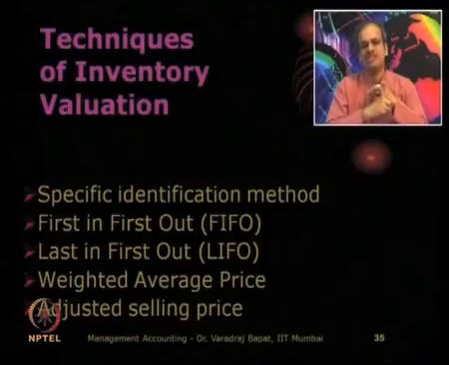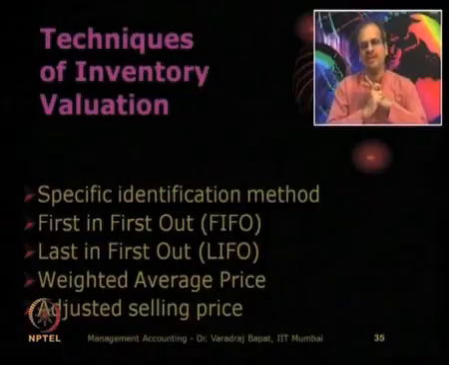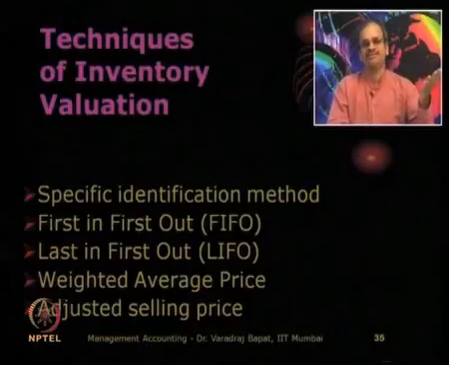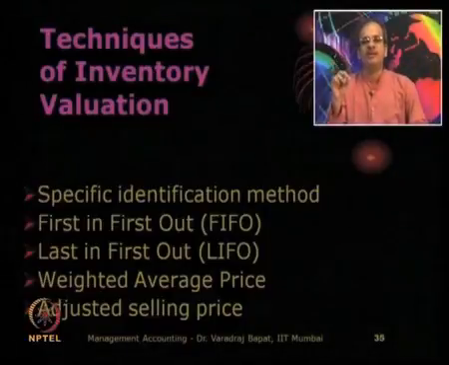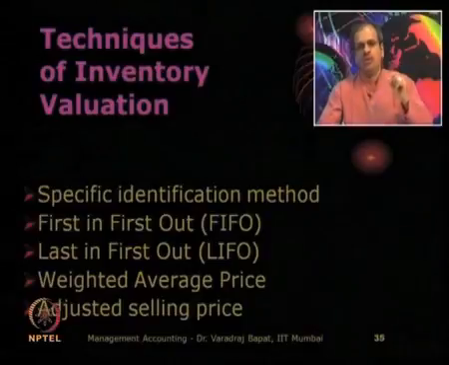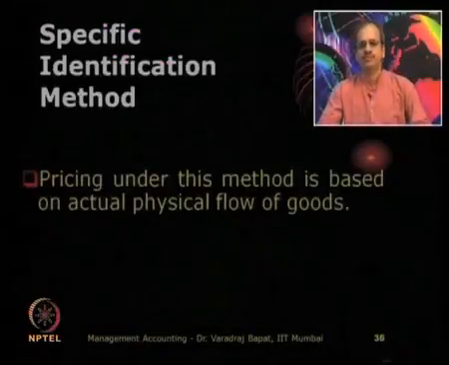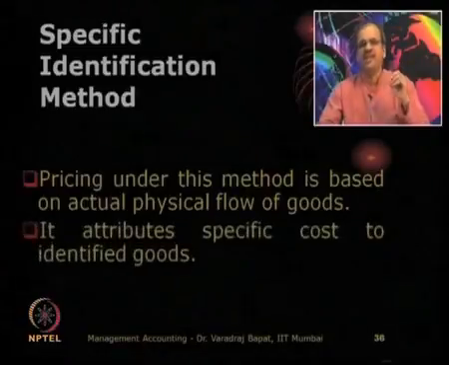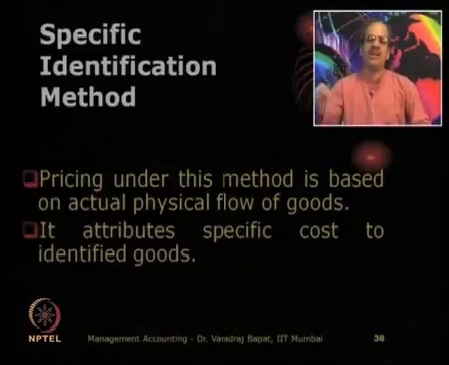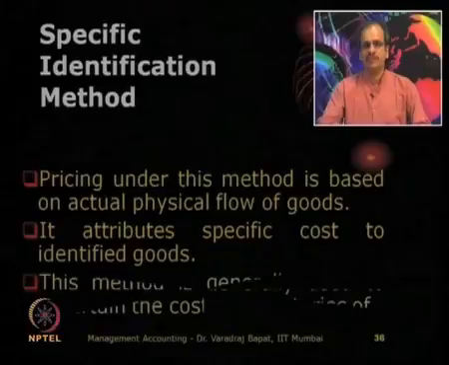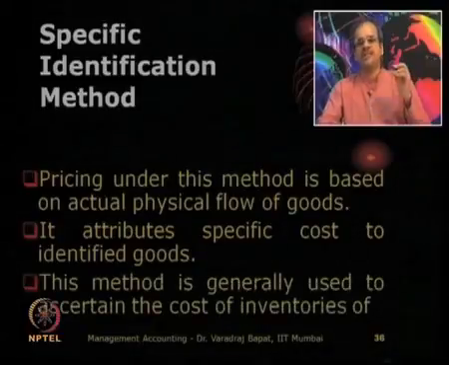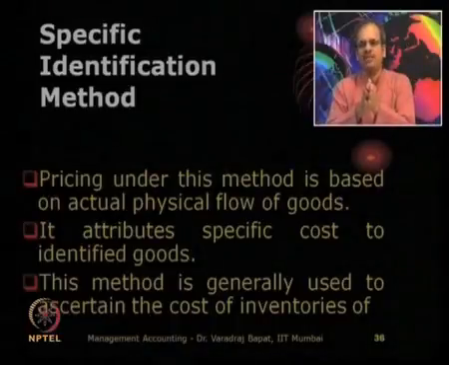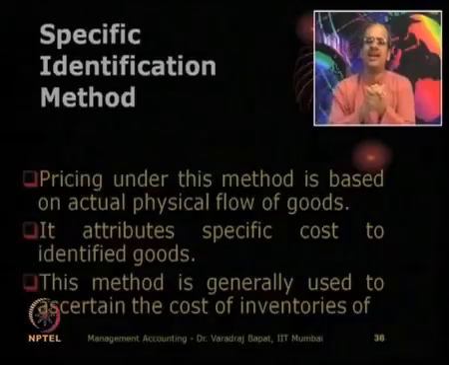One is the specific identification method, then there is first in first out or FIFO method, last in first out, weighted average price, adjusted selling price, and so on. So in the specific identification method, you exactly know which item has gone out. So each item is specifically identifiable, then it is possible to attribute the cost of that item to that specific item. This method is the simplest and most systematic, because you exactly know the item and you allocate the cost of that item only to that item.